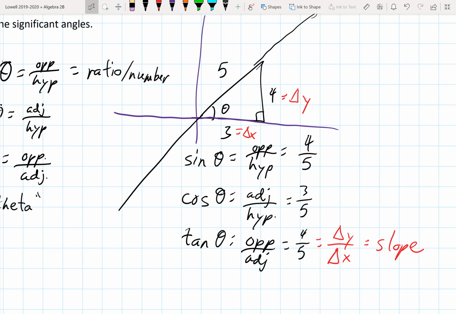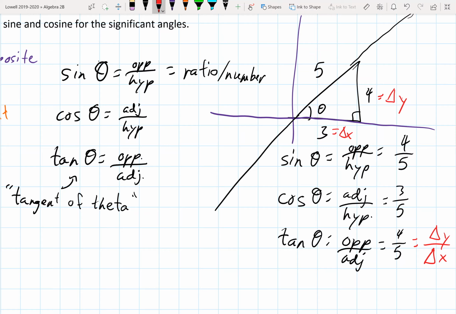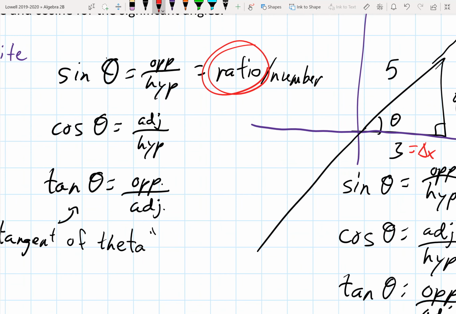One more thing I should point out before we move on is the importance that these values, sine, cosine, and tangent, are all ratios. What I mean is the function is not going to matter how big the triangle actually is. That ratio, so long as it's the same angle, is always going to be the same. Here's what I mean by this.